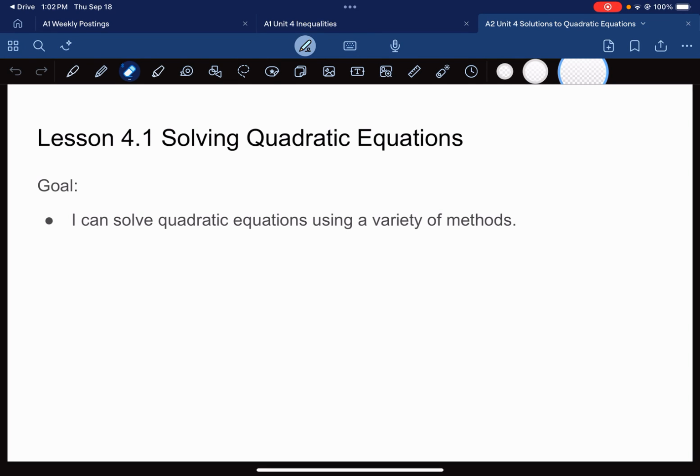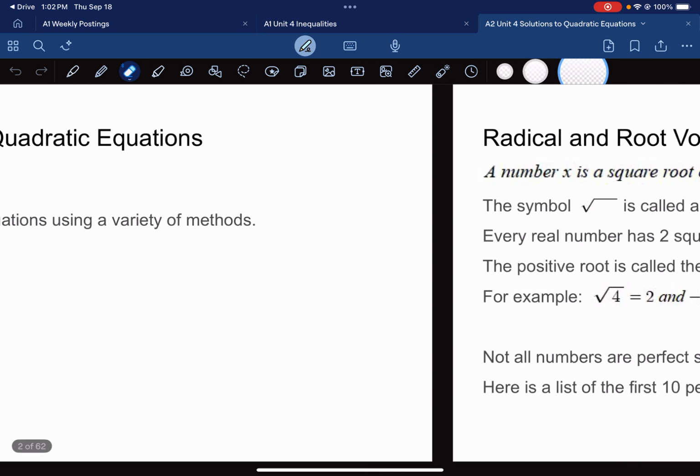This is lesson 4.1, solving quadratic equations. And the goal for this lesson is I can solve quadratic equations using a variety of methods. In fact, we're going to see that's the title or the goal for the next few lessons as we learn the different methods that you can use to solve quadratic equations.